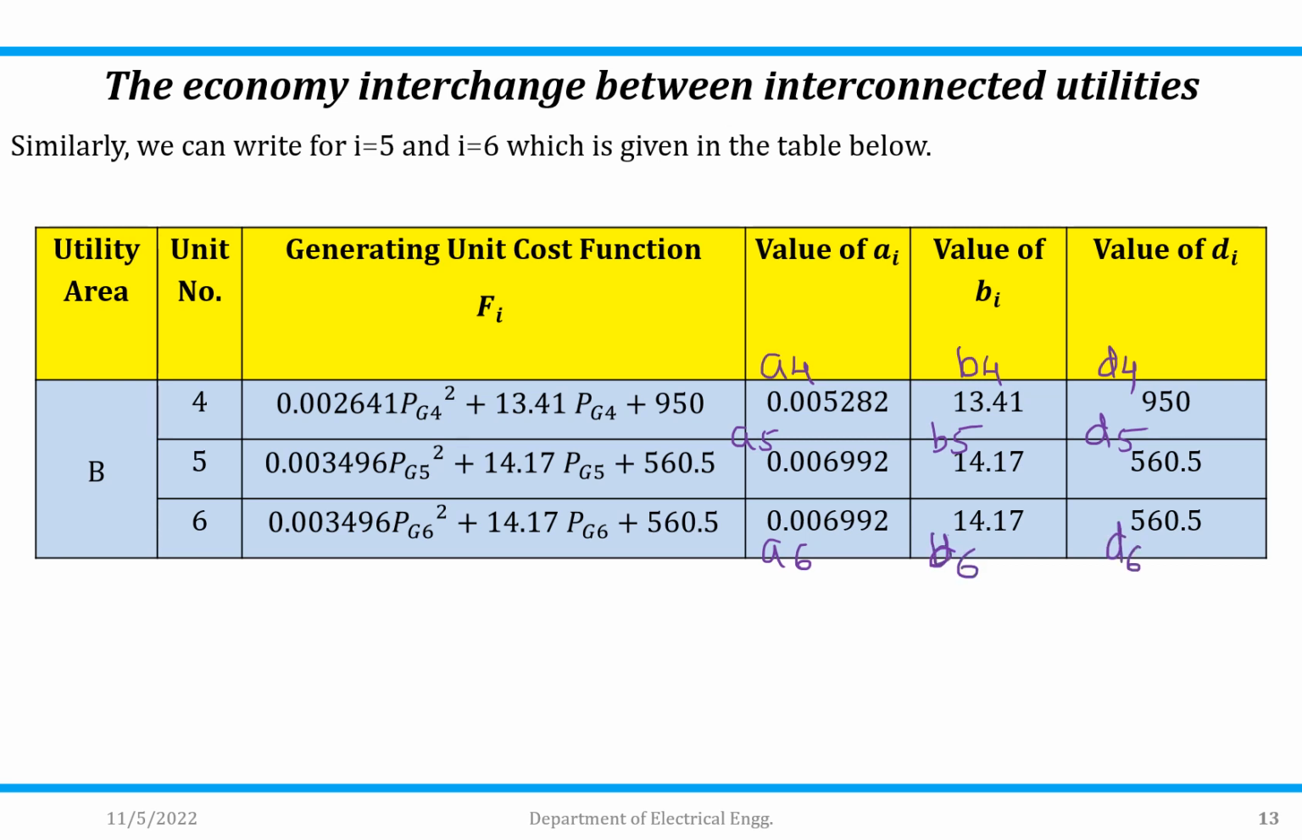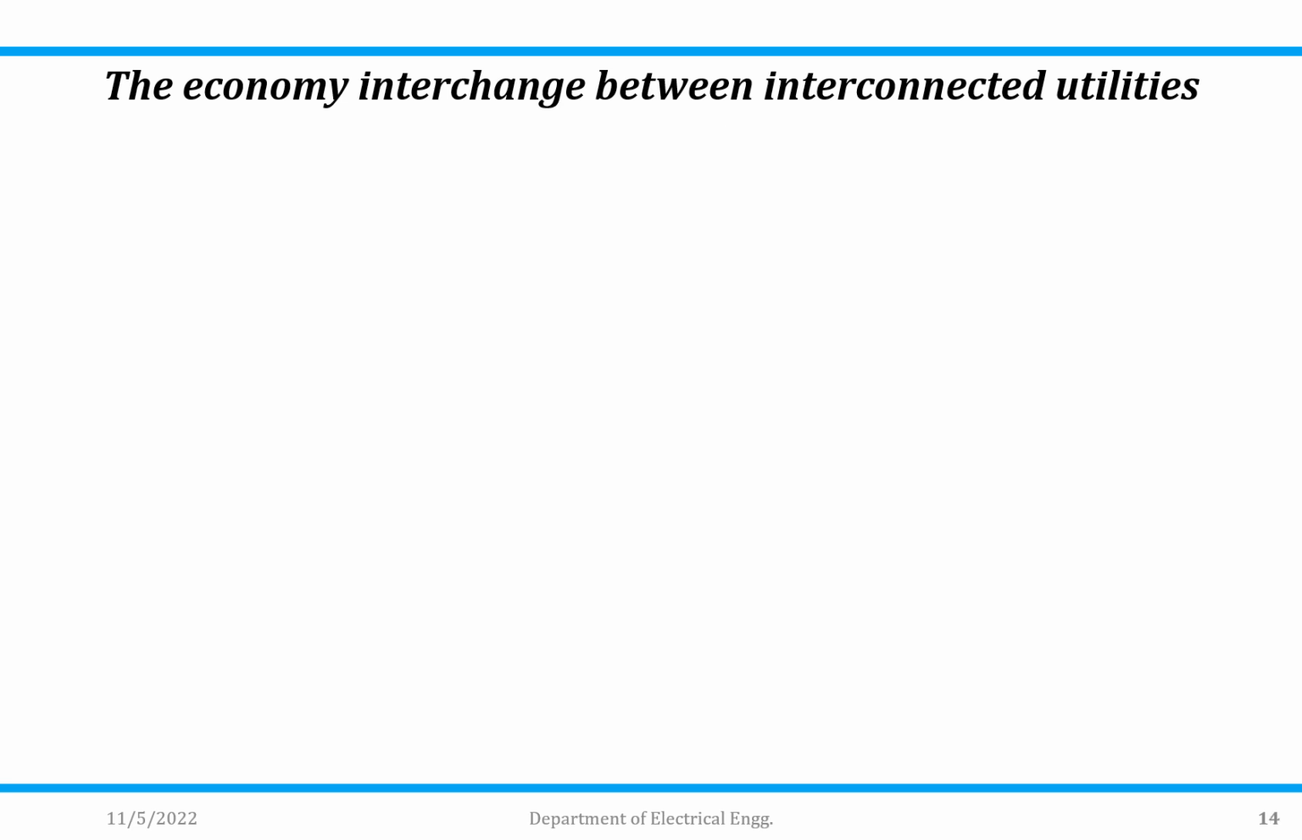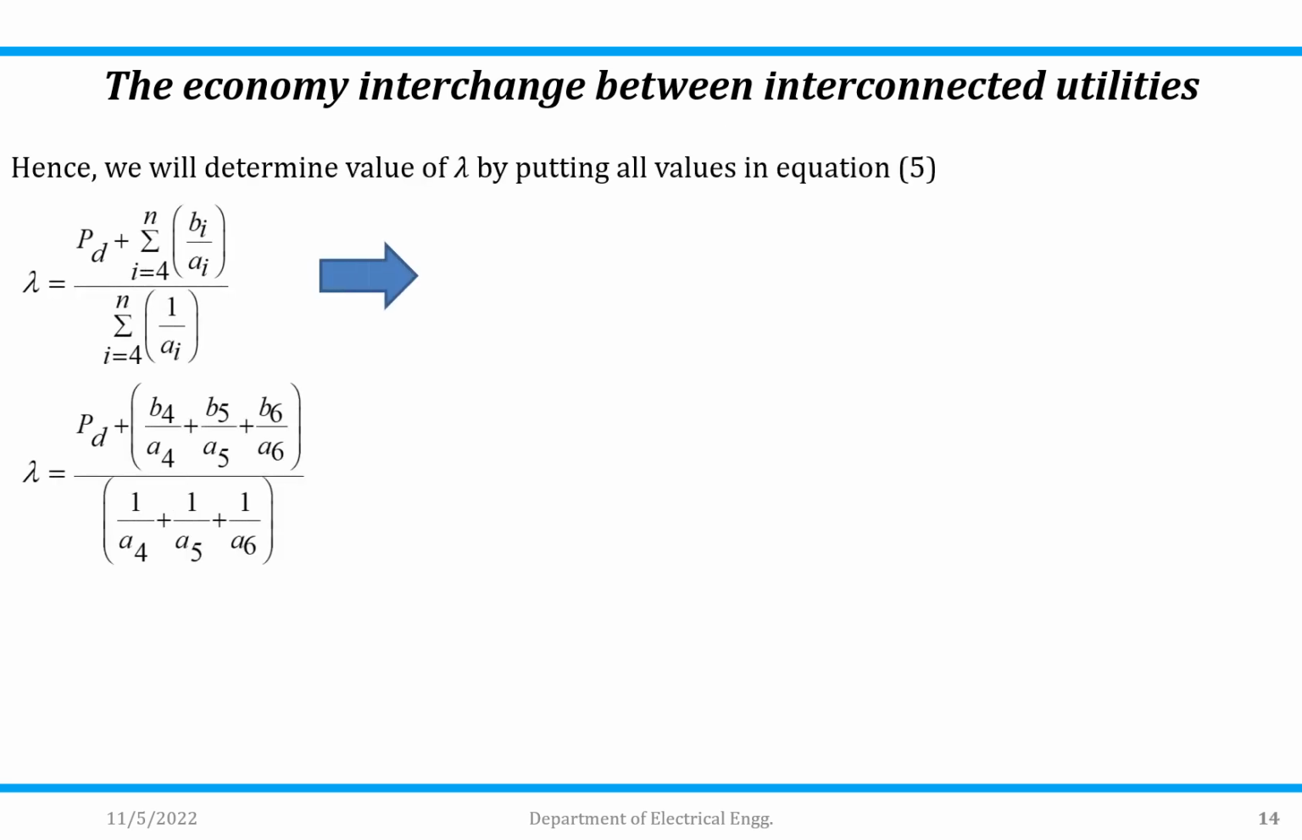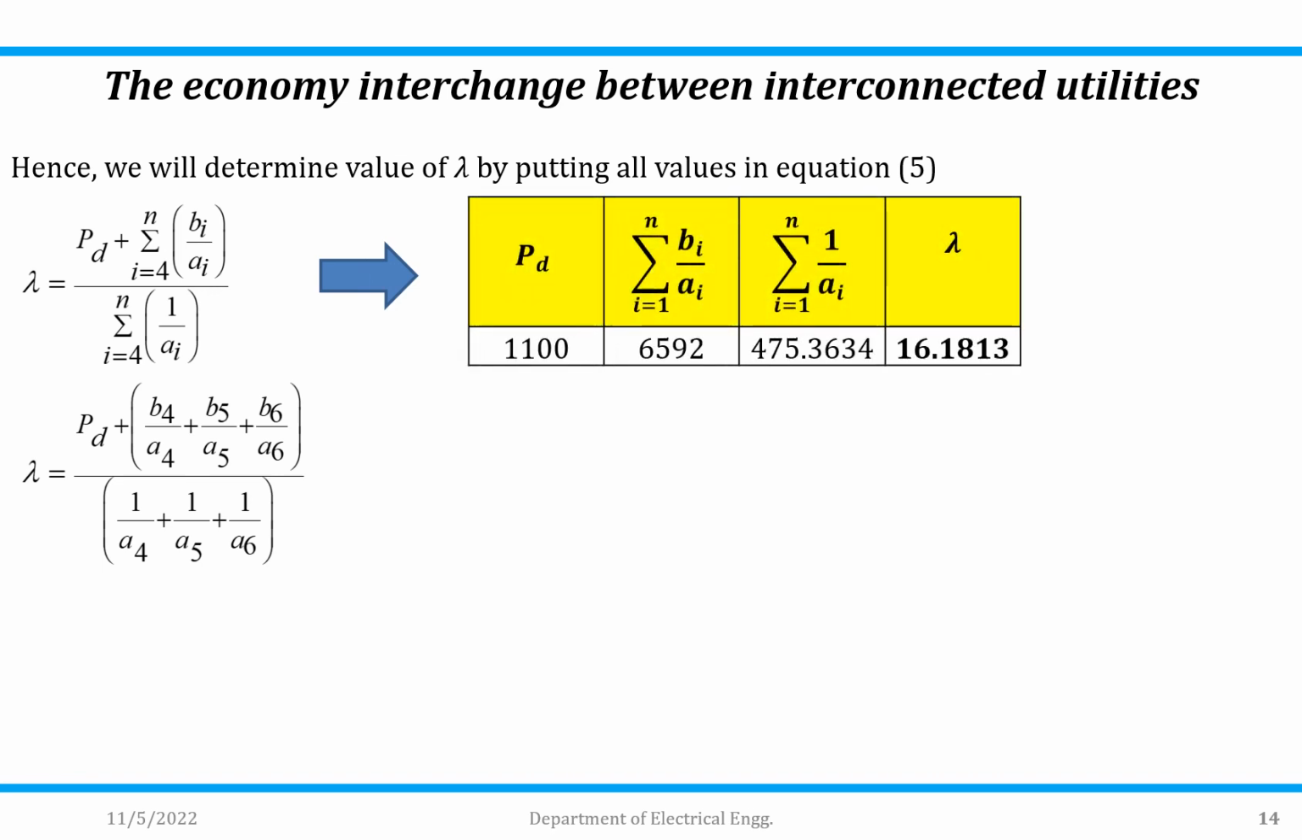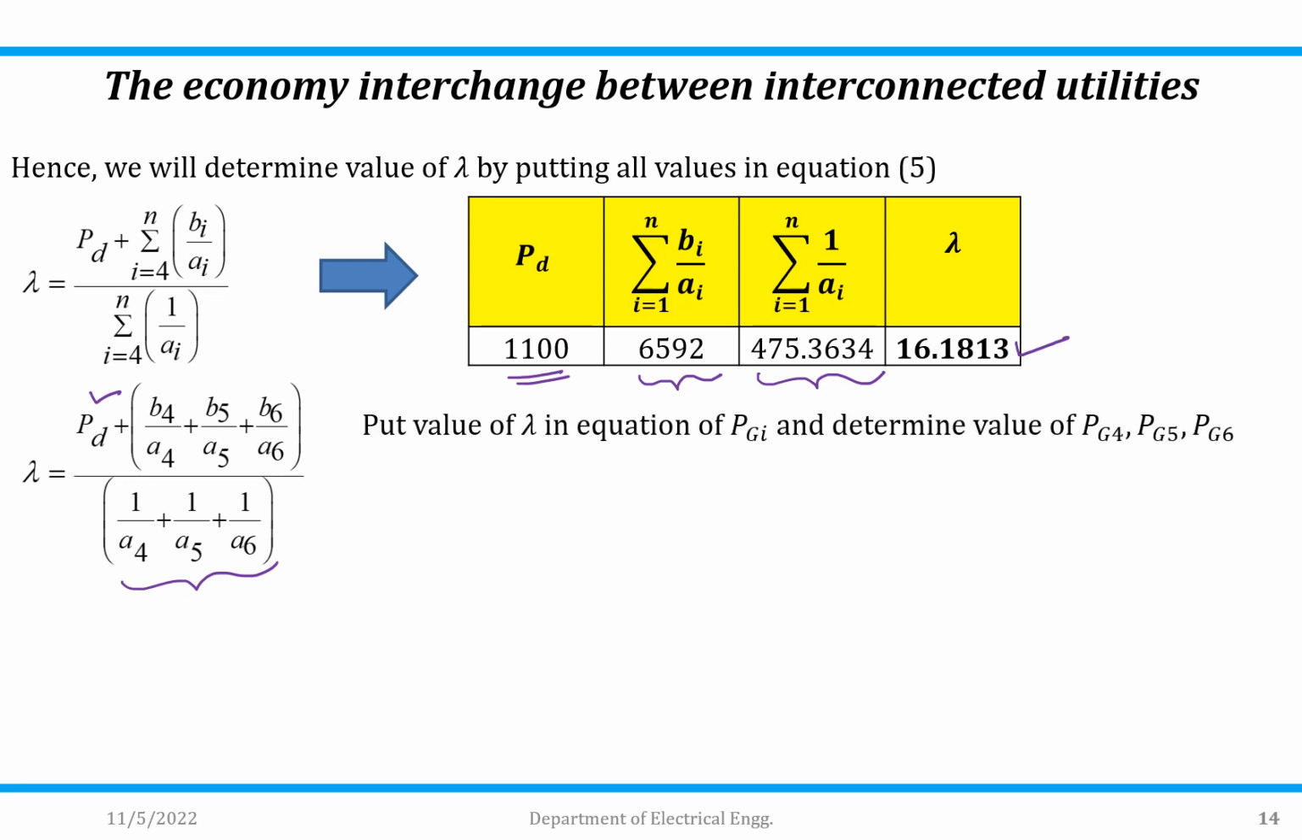We have to use these values for finding the value of lambda. We know the formula for lambda. You just substitute. Here in area 2, PD is 1100, which was given in the numerical. If you substitute B4 A4, B5 A5, B6 A6, you get 6592. Similarly, 1 upon A4 plus 1 upon A5 plus 1 upon A6 gives 475.3634. So what is the value of lambda? Please try to calculate. You will get 16.1813.